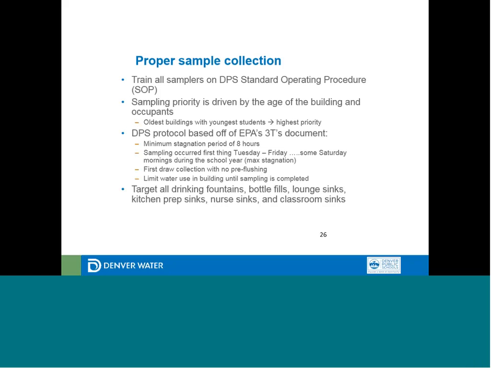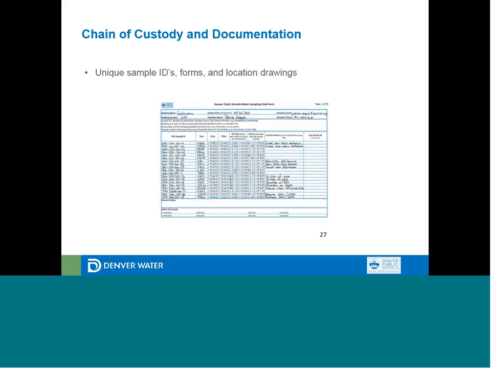We did first draw collection with no pre-flushing of the lines, and no water was to be used in the building until sampling was completed. We targeted all drinking fountains, bottle fill stations, lounge sinks, kitchen prep sinks, nurse sinks, and classroom sinks for our sampling.